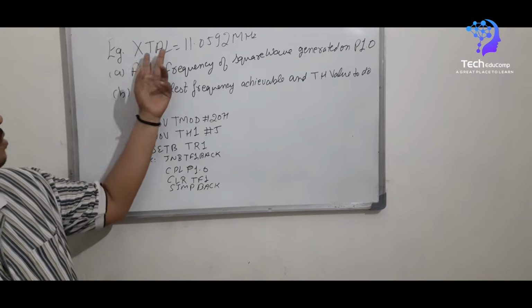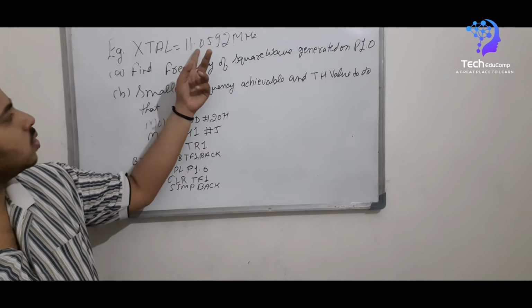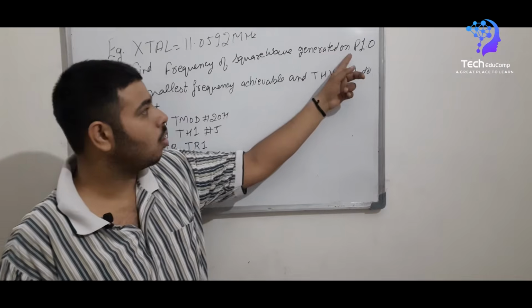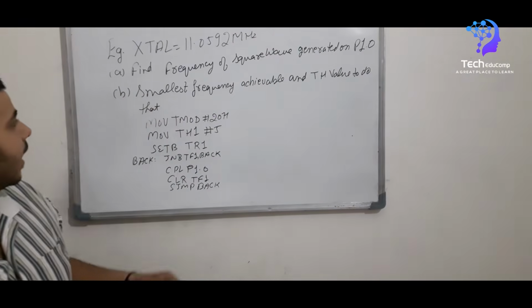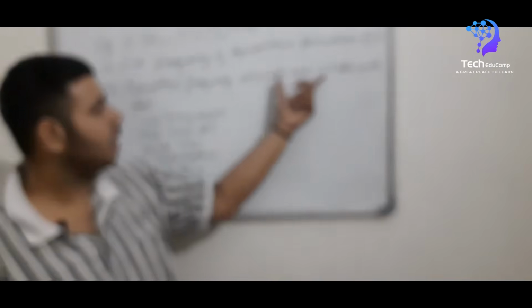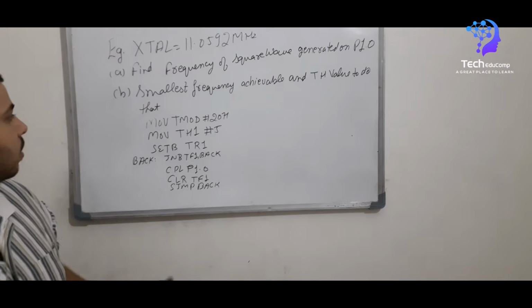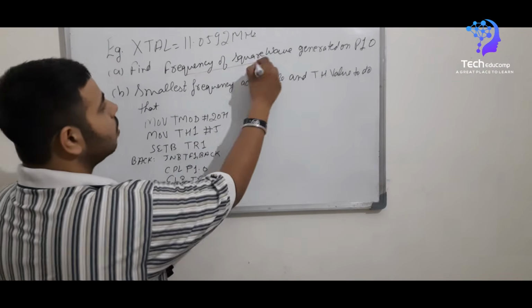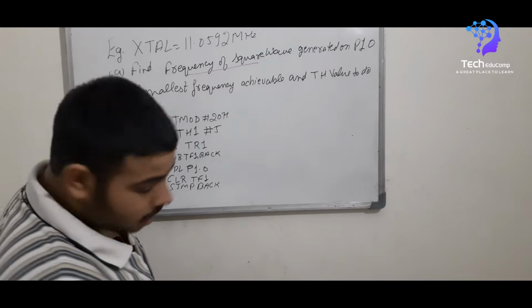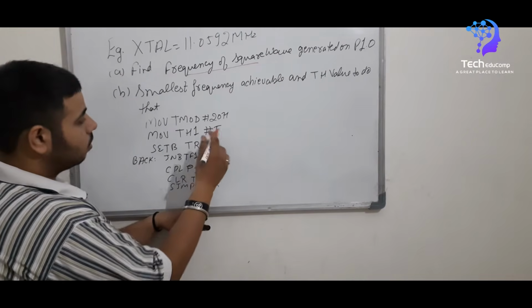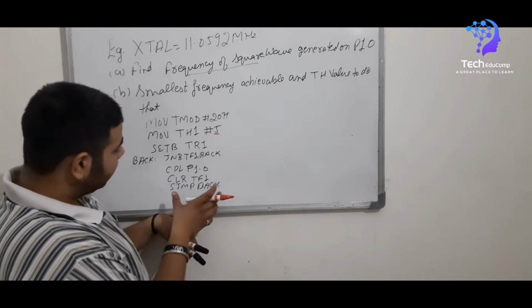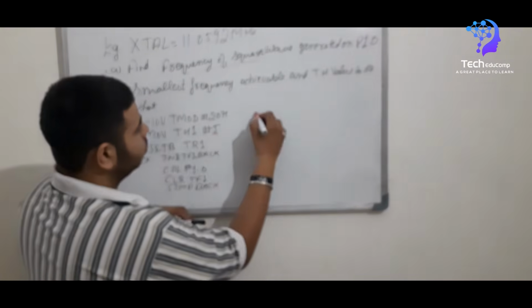So here we have a question. The example: suppose the crystal oscillator value is 11.0592 megahertz, and this is the program. We have to find the frequency of a square wave generated on port 1.0. Second is the smallest frequency achievable and the TH value to do that. So to solve this, first of all we have to find the frequency of the square wave generated. So the target address of SJMP is 256.